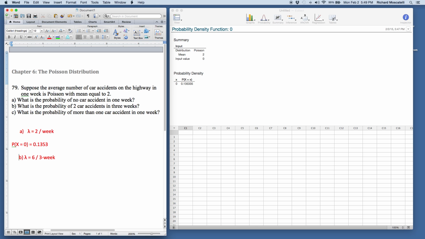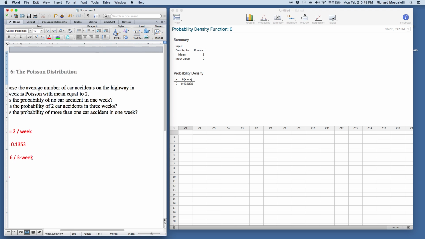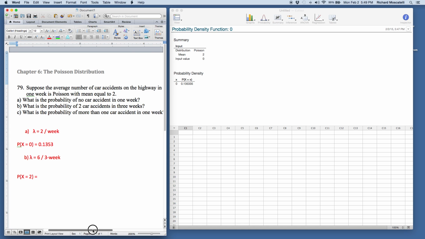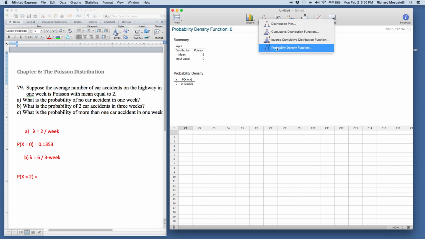So now what does it want to know? What is the probability of 2 car accidents? Well, that's going to say P(x = 2). Now, make sure you realize that it's asking you the probability x is 2, given the fact that now lambda is 6. All right, so we'll calculate that probability, again, using either the formula for the Poisson or the probability calculator or Minitab. So let's make use of the Minitab probability calculator.